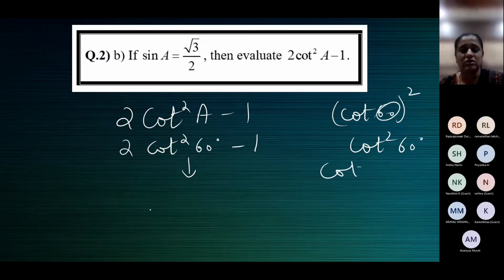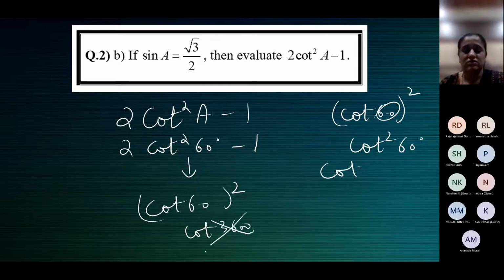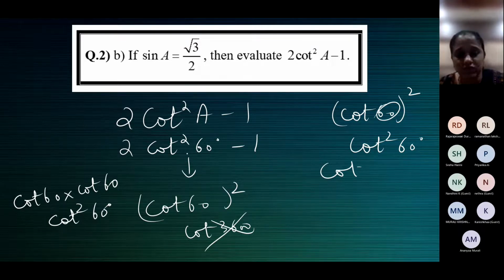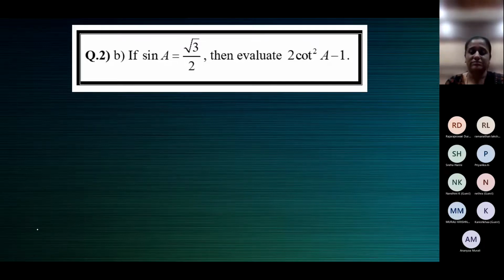Don't write cot, it's not cot 60 degrees, the whole square is not cot 3600. Cot 60 degrees, the whole square is cot 60 into cot 60, which is written as cot square 60 degrees. So you should find the value of cot 60 from the table and square it. Write the value of cot 60 and square it. And simplify.